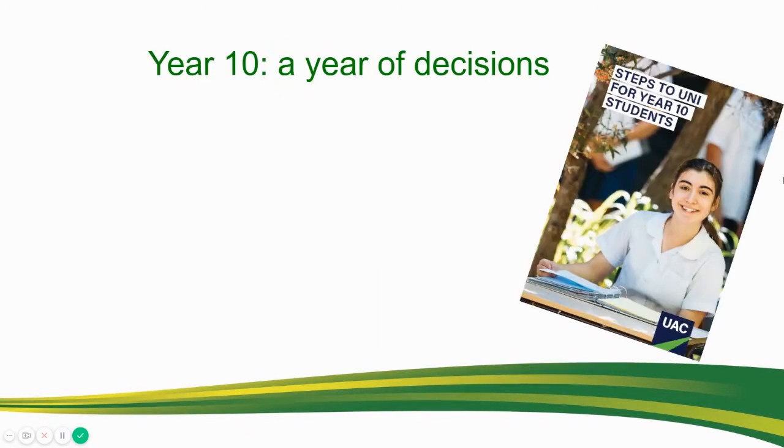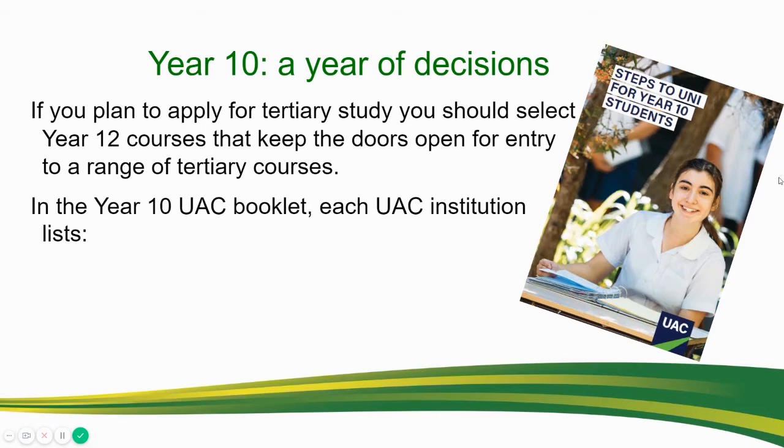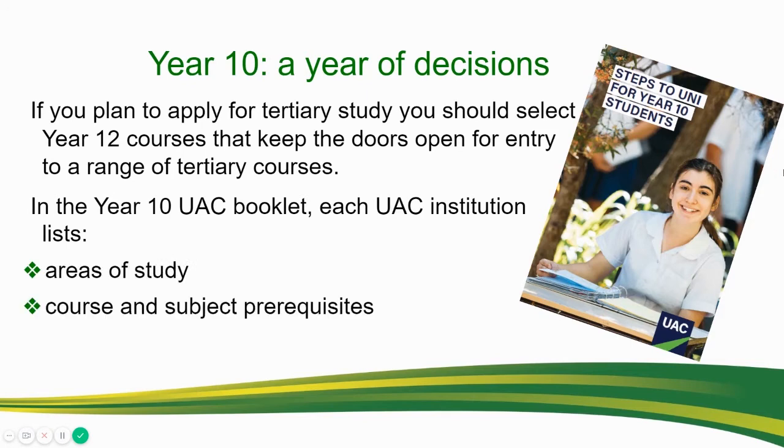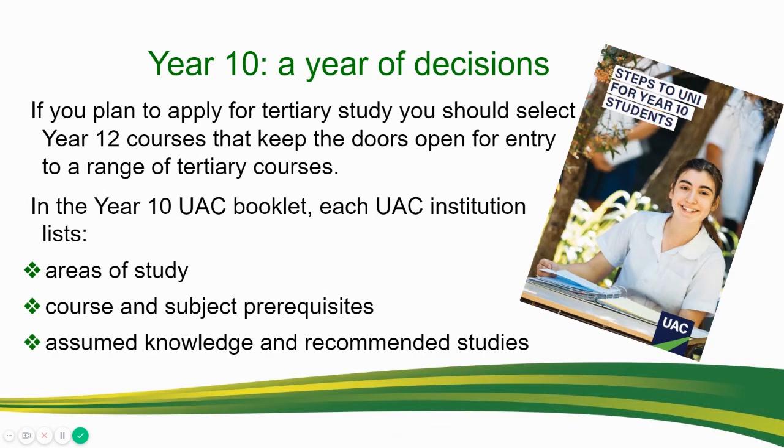This time in Year 10 is a real time of decision making. It's really important that as parents and as students we communicate with each other and make informed choices about our subjects for Years 11 and 12. There is a UAC guide which we will be distributing to students, and it has information in relation to areas of study, course and subject prerequisites if you're interested in specific courses, and assumed knowledge and recommended studies, so you can start preparing for that pathway.